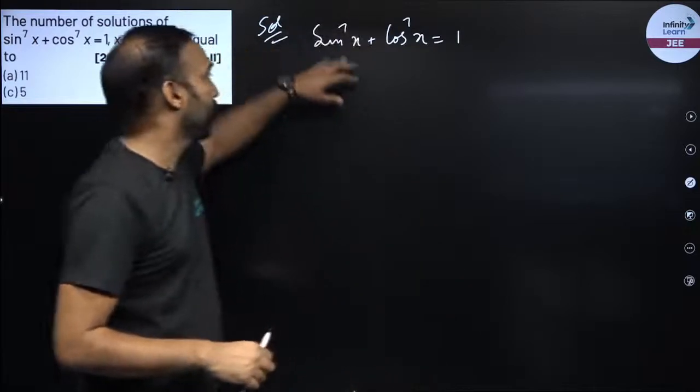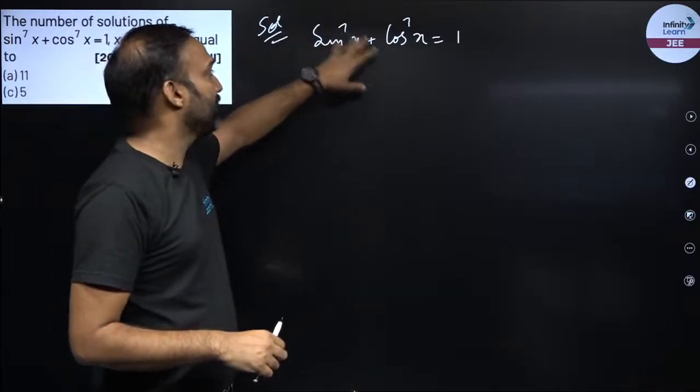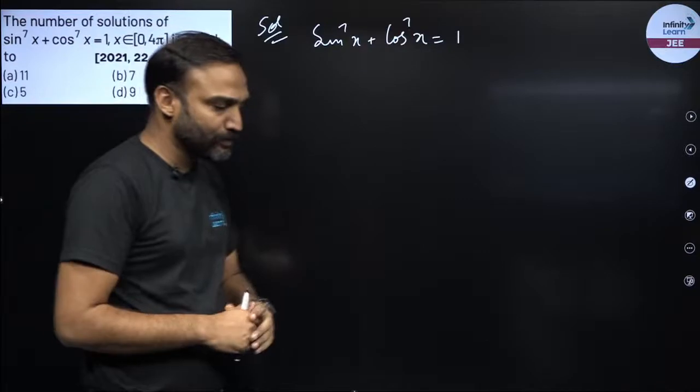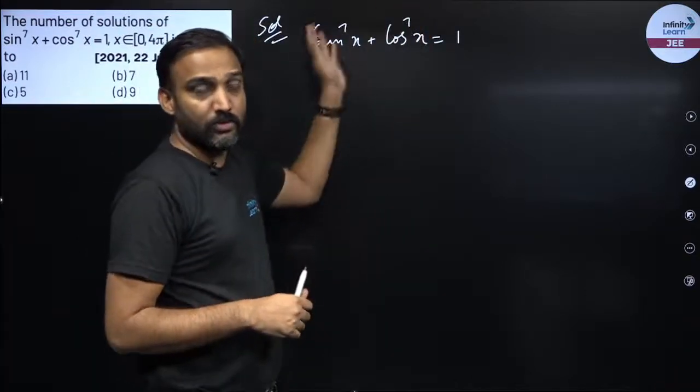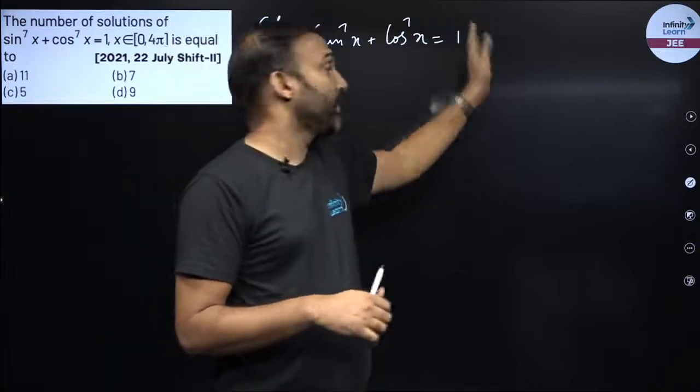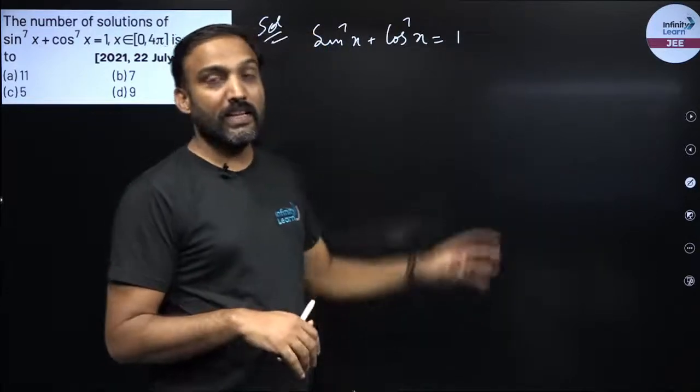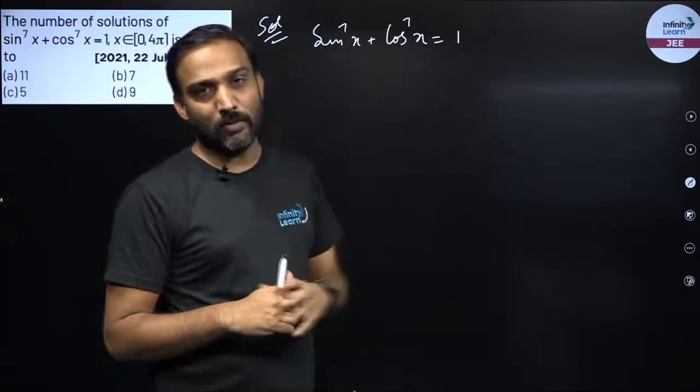Now see over here, sin raised to power 7x plus cos raised to power 7x. If they are negative, then the power is odd. So negative value plus negative value can never be equal to 1, right? Let's say one of them is negative and one of them is positive.